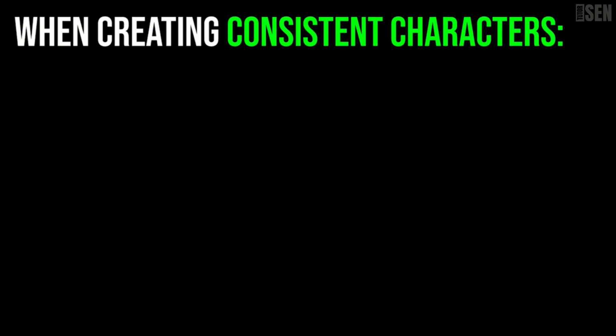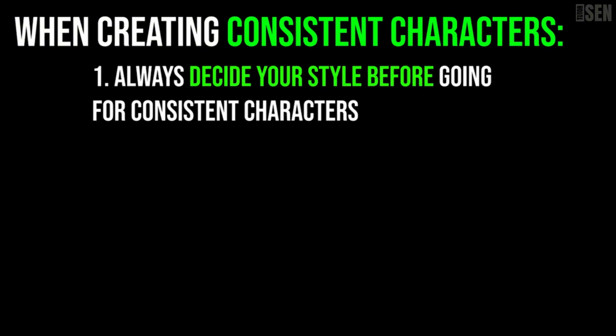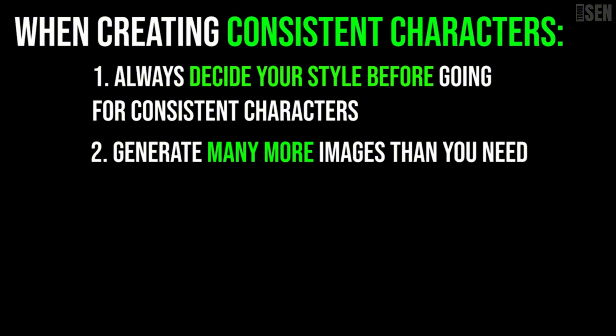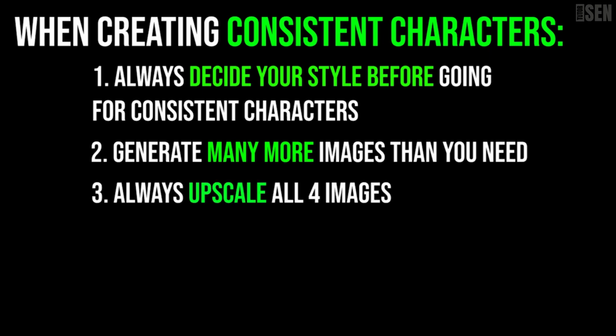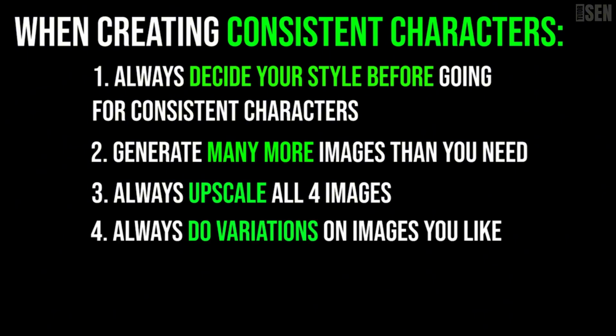Here are some important tips when creating consistent characters. 1. Always decide your style before going for consistent characters or scenes in your book. 2. Generate many more images than you need. Many can be cropped or lightly edited to make them perfect. 3. Always upscale all 4 images. Many times, the upscale will fix small errors in the first draft. 4. Always do variations on images you like, and sometimes a lucky one will come through so you can upscale.